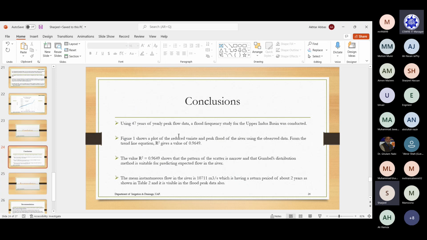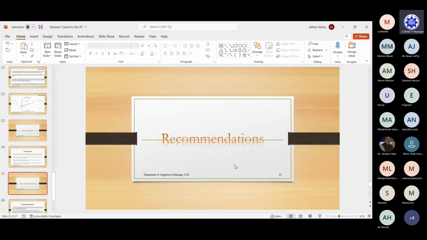Conclusion. 47 years of data was collected in Upper Indus Basin. We calculated the coefficient of determination, which shows a value of 0.9649. The mean instantaneous flow in the river is 10,711 cubic meters per second, which has a return period of 2 years.